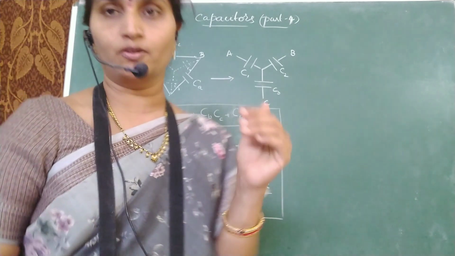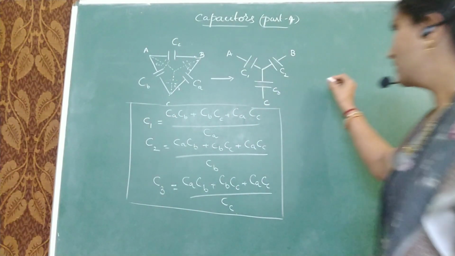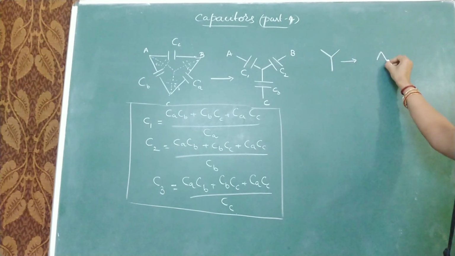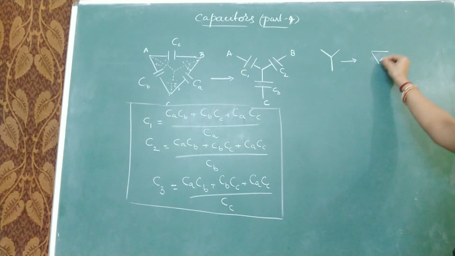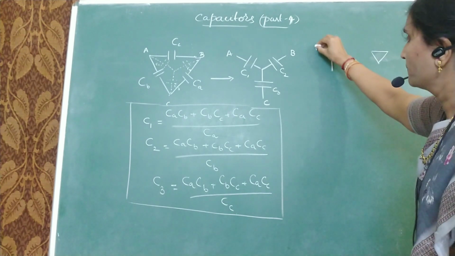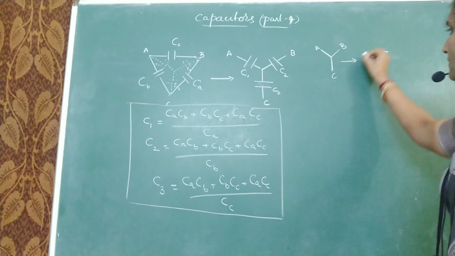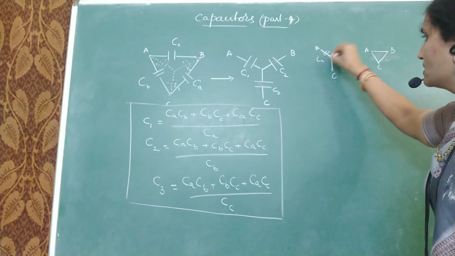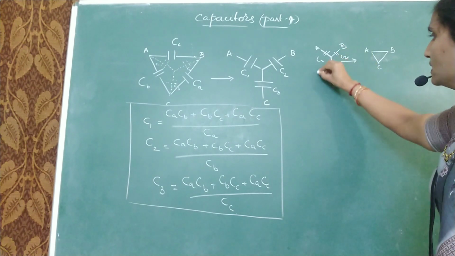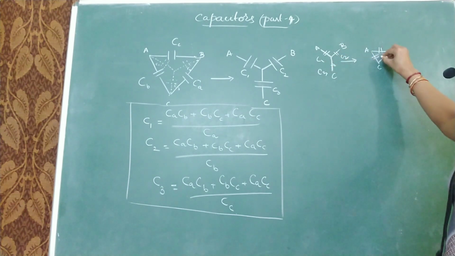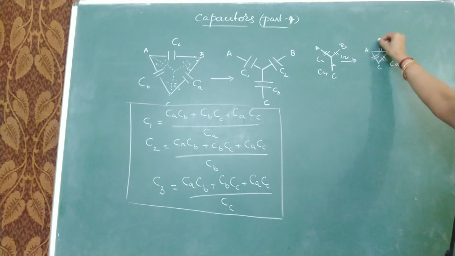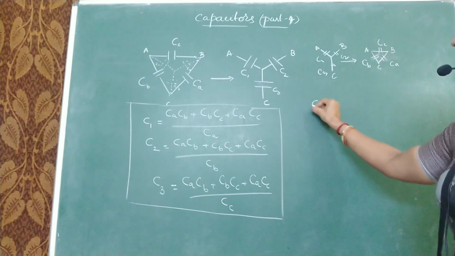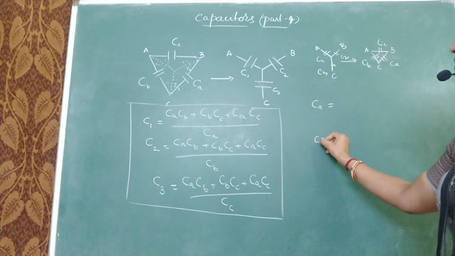Okay, so once again I am writing the formulas. Okay, if you are converting Y to delta, okay, what were the formulas I told you just now? If this is A, B and C, A, B and C, I'll call this as C1, C2, C3. Opposite to A is CA, opposite to C, CC, opposite to B is CB. Okay, what did we get the previous formulas? CA, CB and CC.